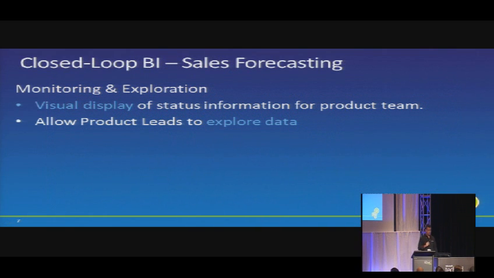Right, so what we're going to look at is this closed loop BI. Now there's this wonderful demo called Sales Forecasting, which does all sorts of things like visual display of status information and product leads to explore data. They're all in the demo and built and ready to go. It's a good way of understanding the tools and how they interact. Relevance for most businesses in New Zealand, though, is very low.